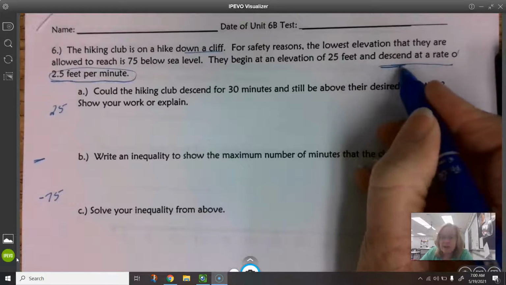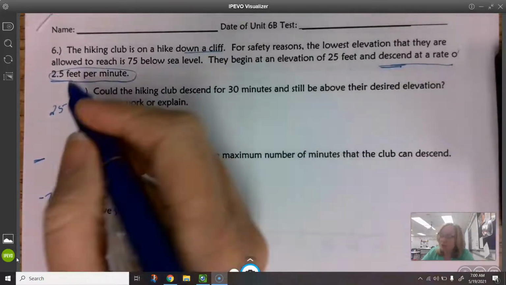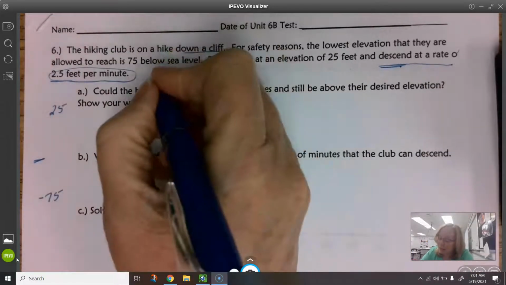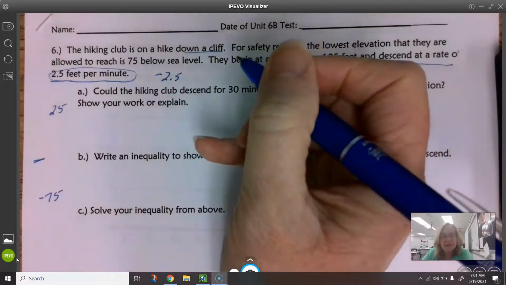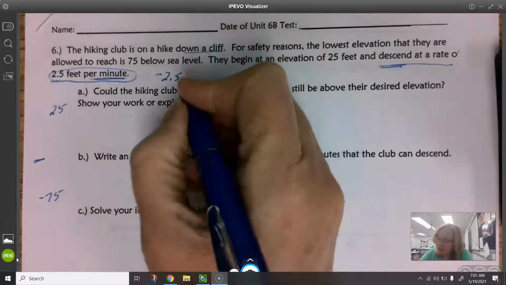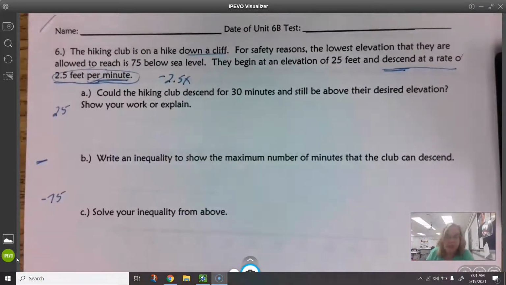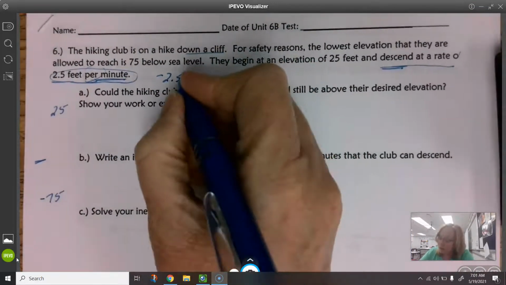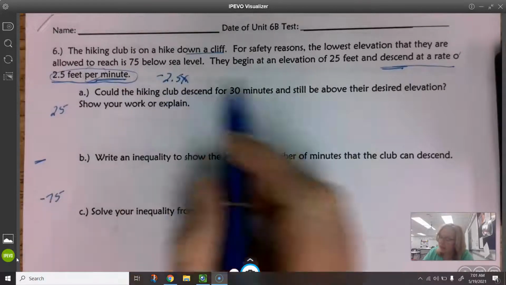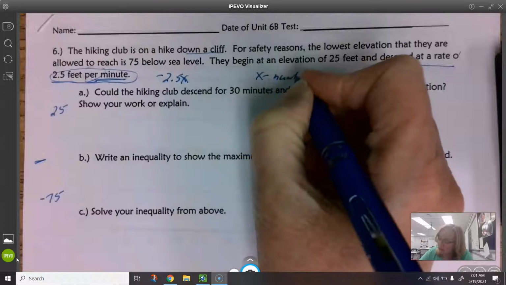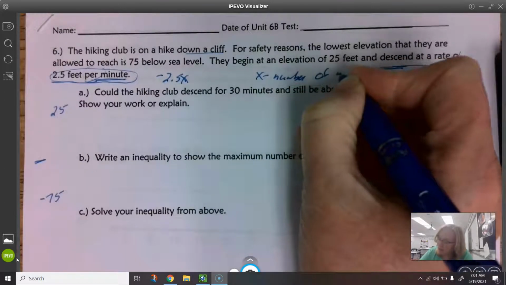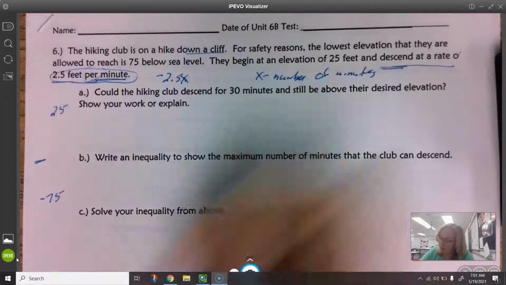And they descend at a rate of 2.5 feet. Well, what does descend mean? It means you go down. So I'm going down, that's a negative, so that'd be a negative 2.5 per minute. Whenever we have that per minute, or per anything, that's going to pretty much be our variable. So our variable is the number of minutes. So x is the number of minutes, and if we write that out, it will help us.